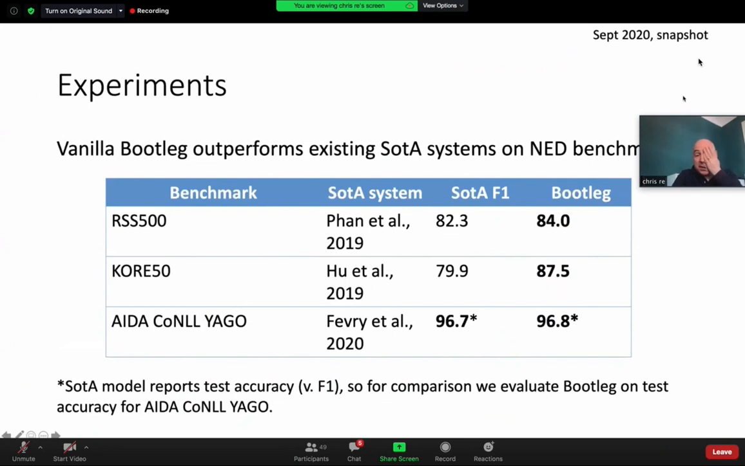So just an experiment. These are recent state-of-the-art numbers. RSS, it improves by about 2 points, which is cool. Core 50, which is a pretty well-studied benchmark, it improves by a substantial amount, which is pretty nice. And then on this Ada Connell benchmark over Yago, it improves by a very minor point. This is a new Google paper, and they do something much more sophisticated in my view, I think probably smarter. But even this very vanilla baseline does pretty well.